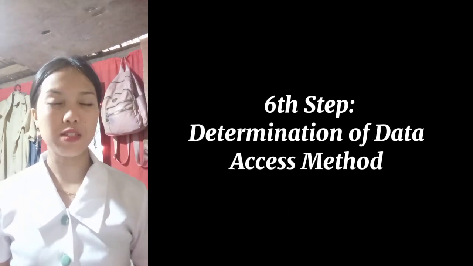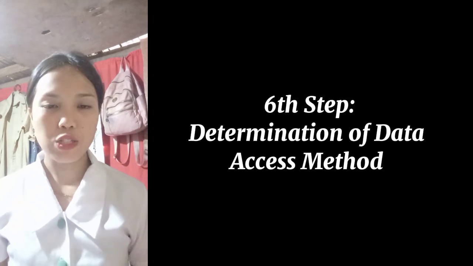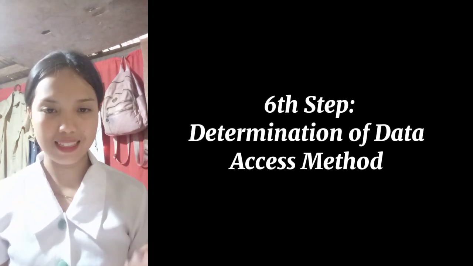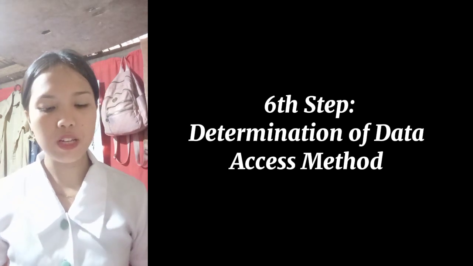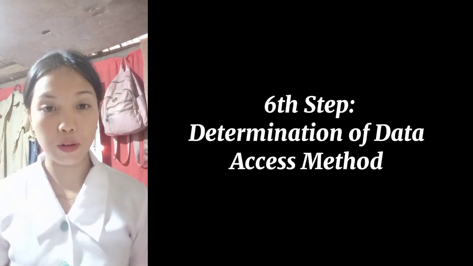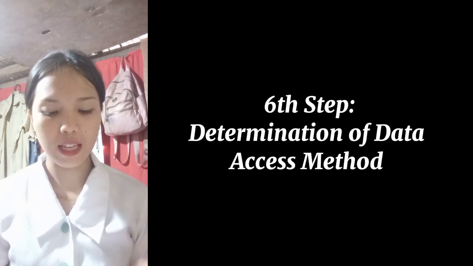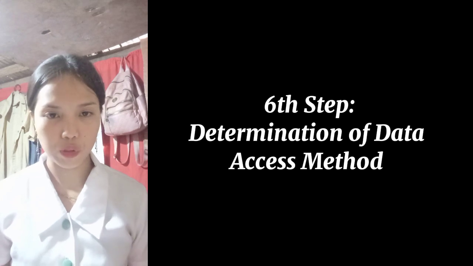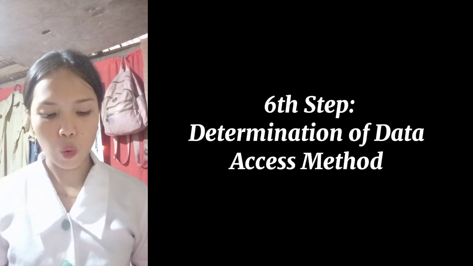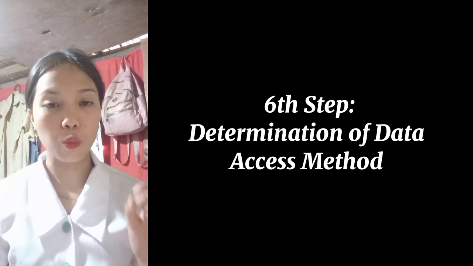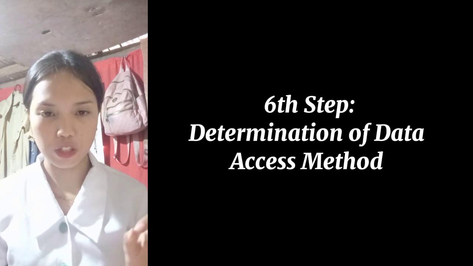So let's proceed to the sixth step, which is the determination of data access method. There are four ways of data access. First is the person-administered surveys. Person-administered surveys are a type of face-to-face interview that collects mainly quantitative data from a number of individuals. Next is the computer-administered surveys. The respondents here will interact with a computer that is programmed to administer the questions.